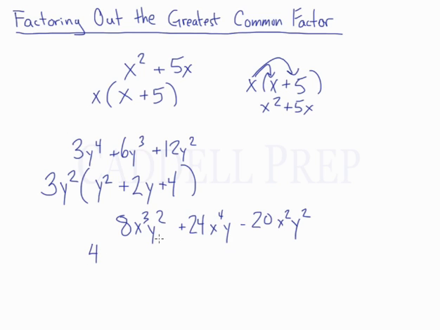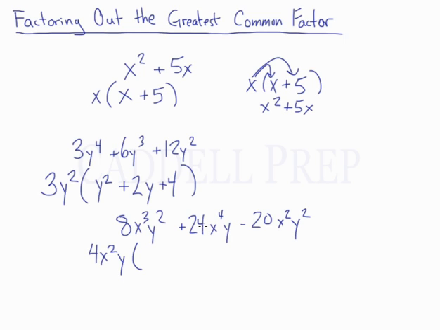Now we see each of these terms has an x in it. So we just look at what's the smallest exponent. 3, 4, 2. The smallest exponent is 2, so that's what we're going to factor out. Now let's look at the y variable. y squared, y to the first, y squared. The smallest exponent is 1, so we're going to factor out y to the first, or just y.